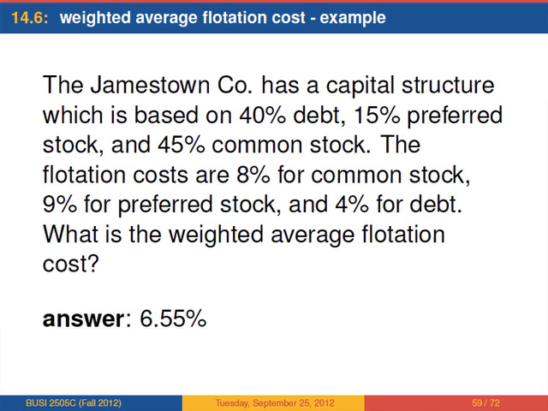The flotation costs there are 8% for common stock, 9% for preferred stock, and 4% for debt. Meaning that if I raise, say, $100 million worth of debt, it's going to cost me $4 million in investment banking fees, legal fees, accounting fees, all that. So if I need $100 million worth of capital, I can't sell $100 million worth of bonds, because after I do that, I'm only going to be left with $96 million. But I need $100 million to make my investment, so I'm short on cash.